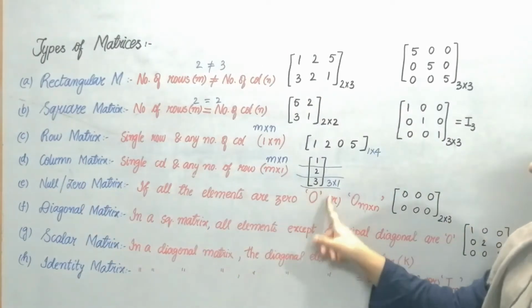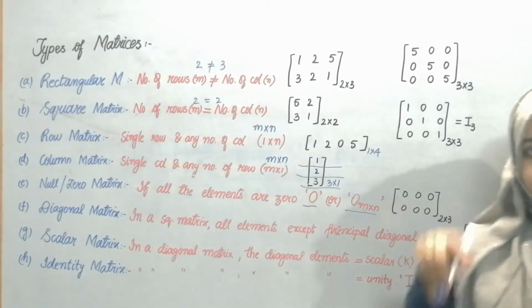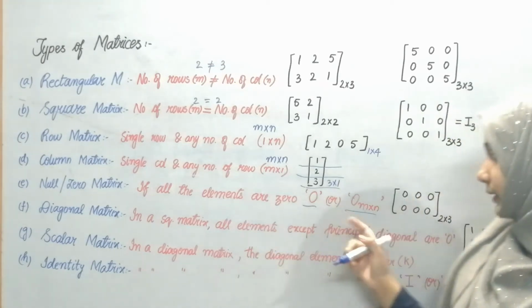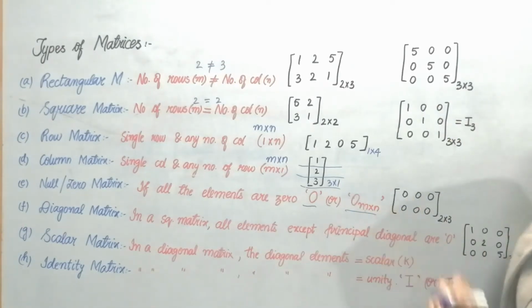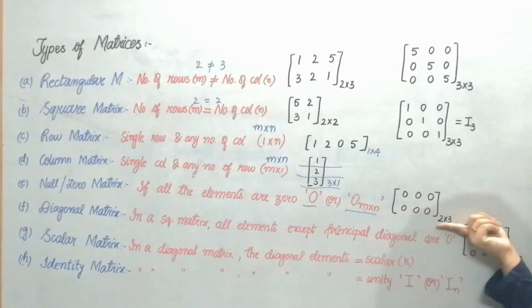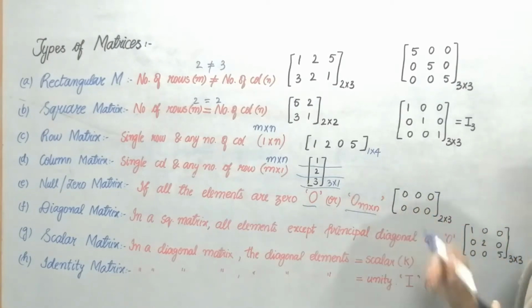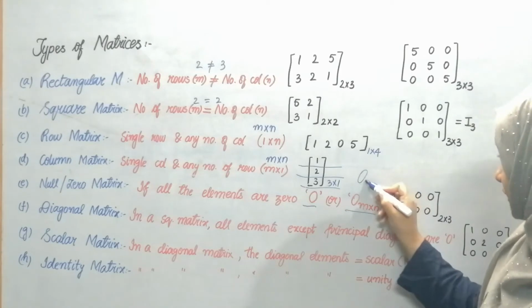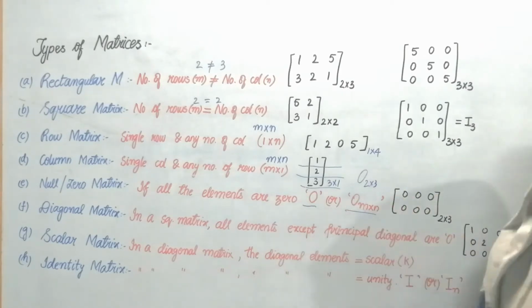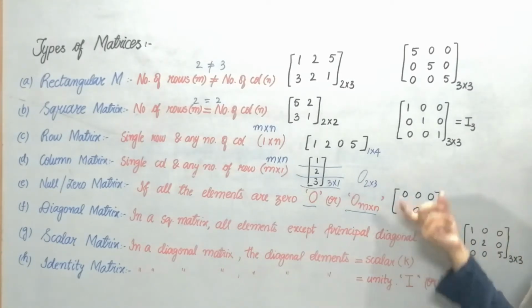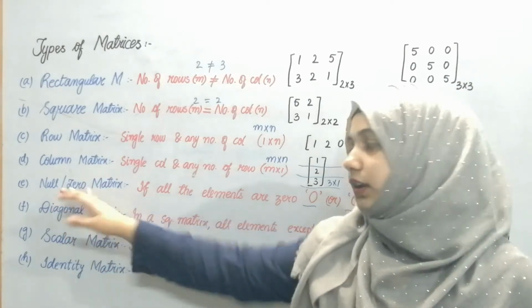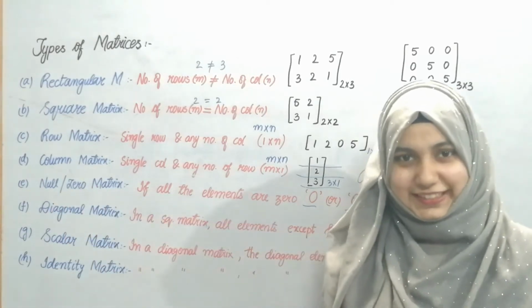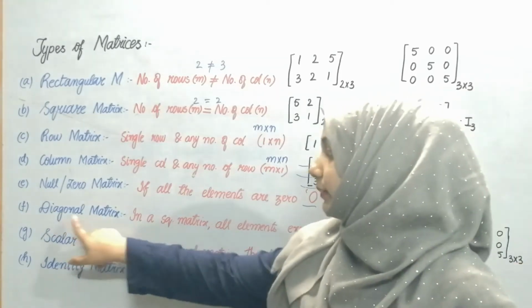It is indicated either by O or O of order m n. Here the m n will be whatever order I have. Here I have order 2 by 3, so O of 2 by 3. This is a 2 by 3 matrix and all the elements present in the matrix are 0. So this is nothing but a null or zero matrix. Clear? Easy, right?